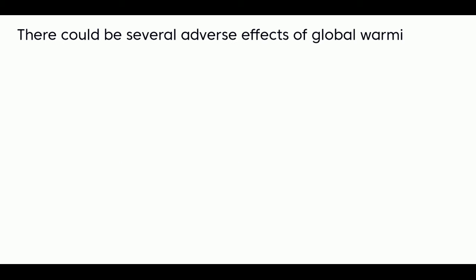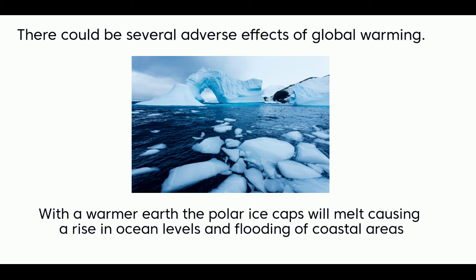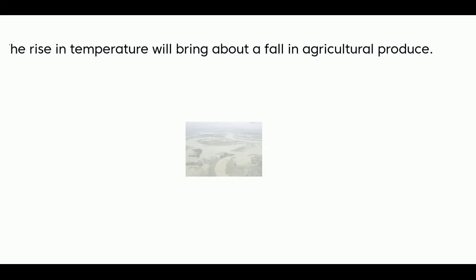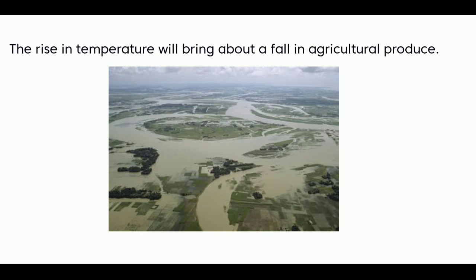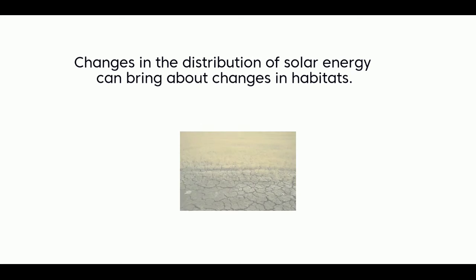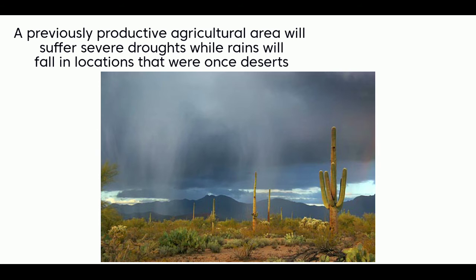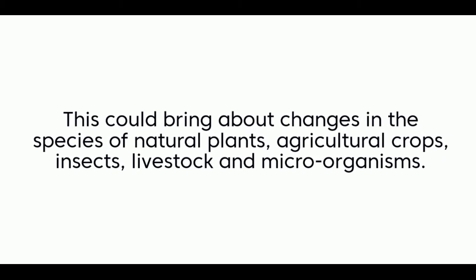There could be several adverse effects of global warming. With a warmer Earth, the polar ice caps will melt, causing a rise in ocean levels and flooding of coastal areas. The rise in temperature will bring about a fall in agricultural production. Changes in the distribution of solar energy can bring about changes in habitats. A previously productive agricultural area will suffer severe droughts, while rain will fall in areas that were once a desert. This could bring about changes in the species of natural plants, agricultural crops, insects, livestock, and microorganisms.